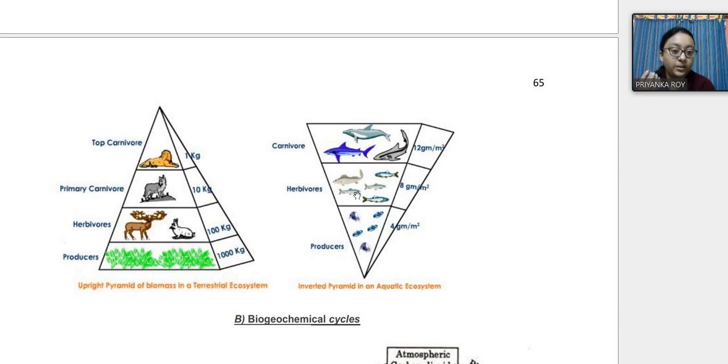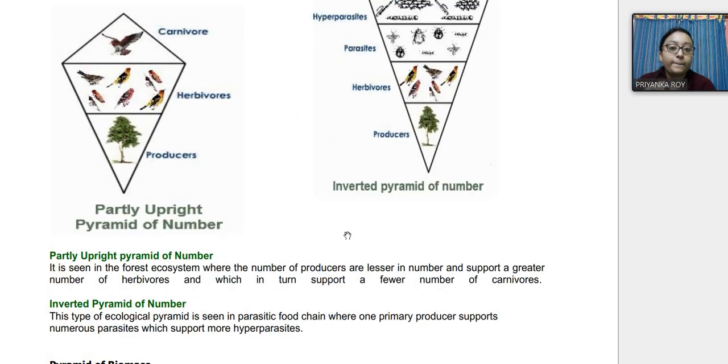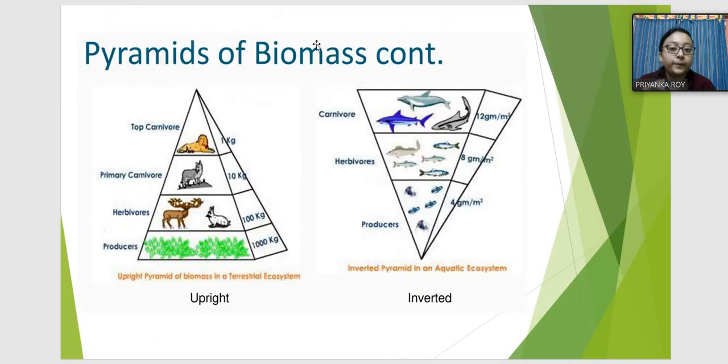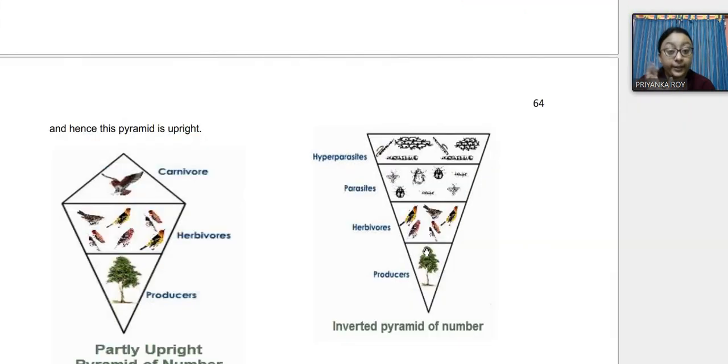And in an aquatic ecosystem, the producers like the phytoplankton, the zooplankton, are very much smaller in terms of biomass than the herbivores, the small fishes, and the carnivores, the large fishes, the sharks and all that. So they obviously have a much bigger biomass than the producers in the aquatic ecosystem. So therefore that will be an inverted pyramid of biomass. So this is just the thing continued over here, the pyramids of biomass, both inverted and upright. So I think the energy pyramid, number pyramid and the biomass pyramid are clear to you.